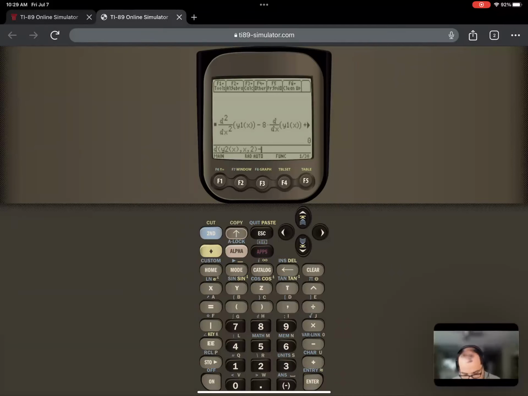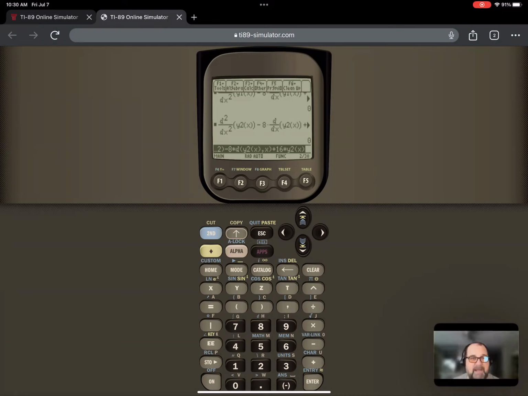And then we have minus 8 times the derivative of y2 of x, comma x. That's our first derivative, minus 8 times the first derivative. And then lastly, plus 16 times y2 of x. So again, if I hit enter, we should again see that we get 0. So that is what we're looking for to verify these solutions.